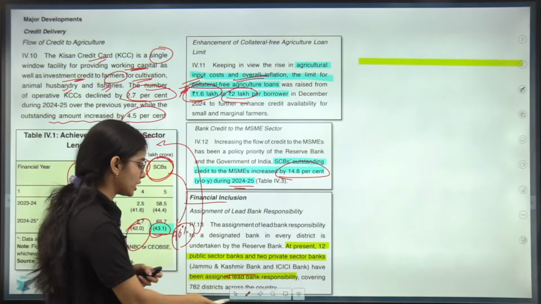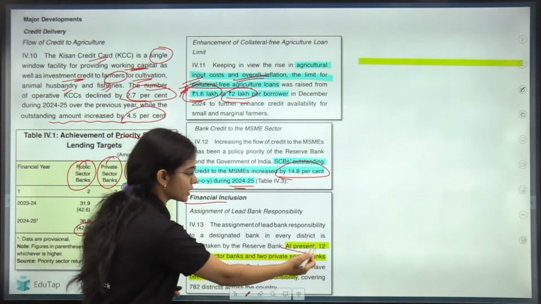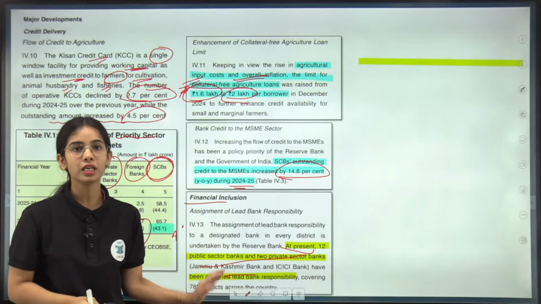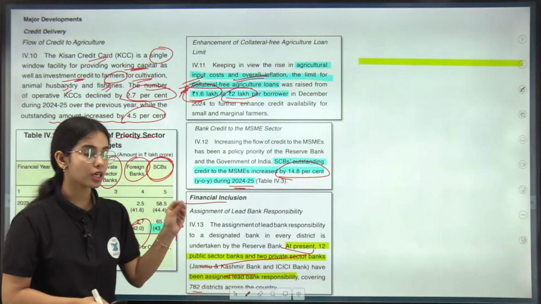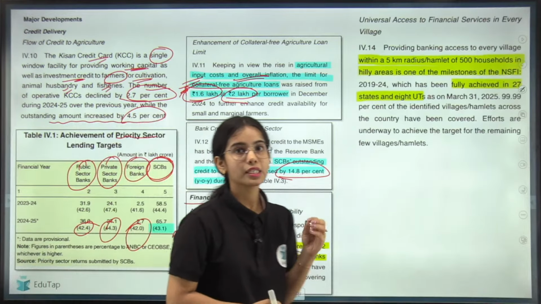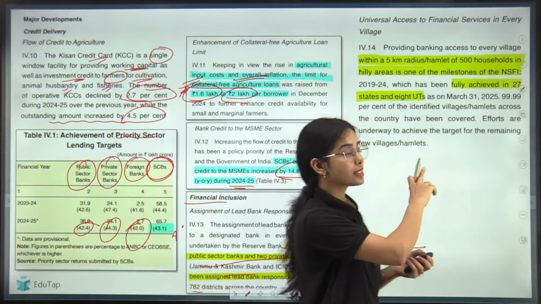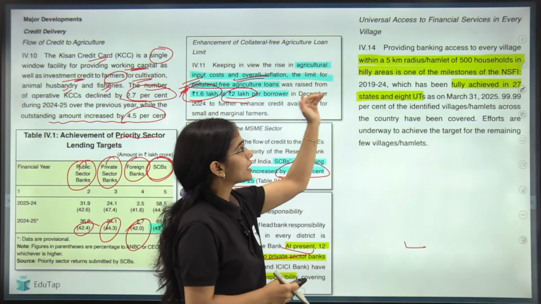Now these are the points in credit delivery. Now coming to the financial inclusion. First of all, assignment of lead bank responsibility. So at present, there are 12 public sector banks and 2 private sector banks that have been provided the lead bank responsibility, covering 782 districts across the country. Next is universal access to financial services in every village. So this is important, okay? This data point as well as this point you can use in your answer writing, that providing banking access.